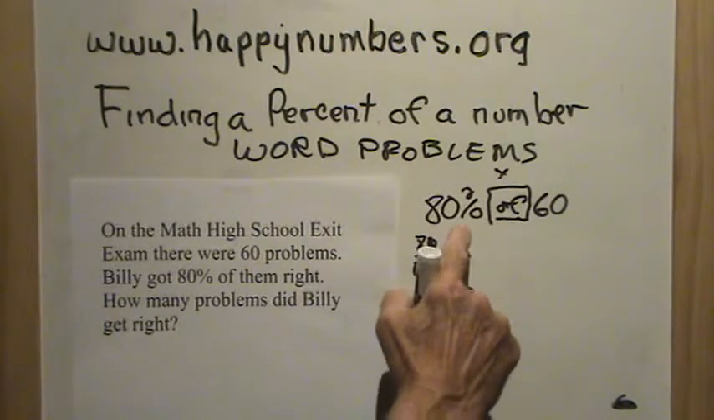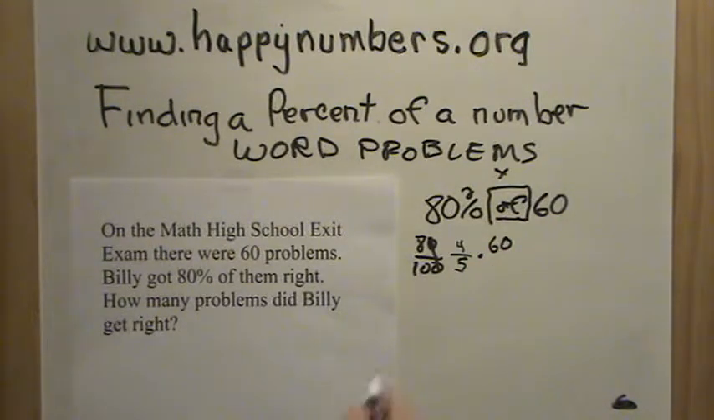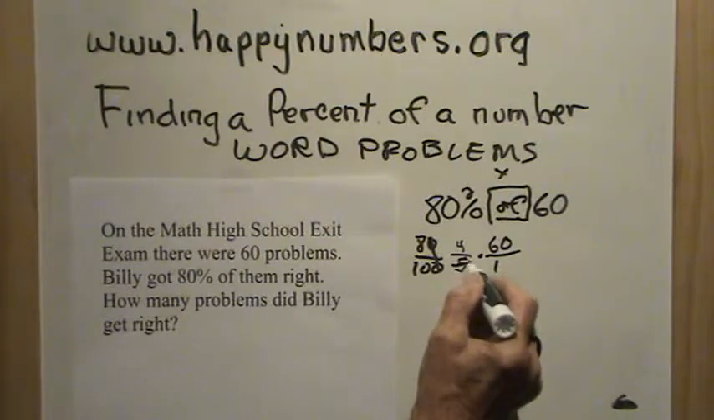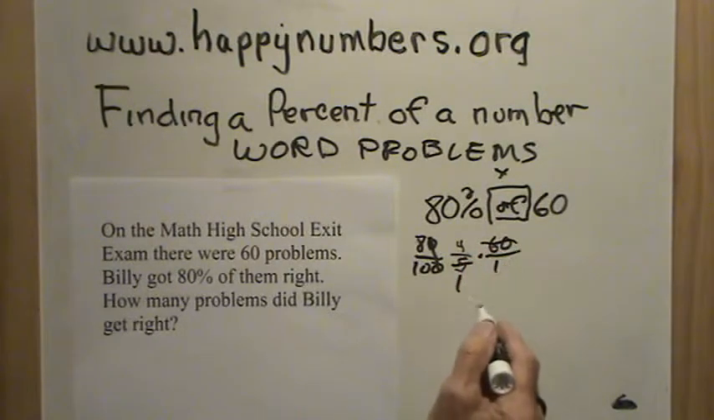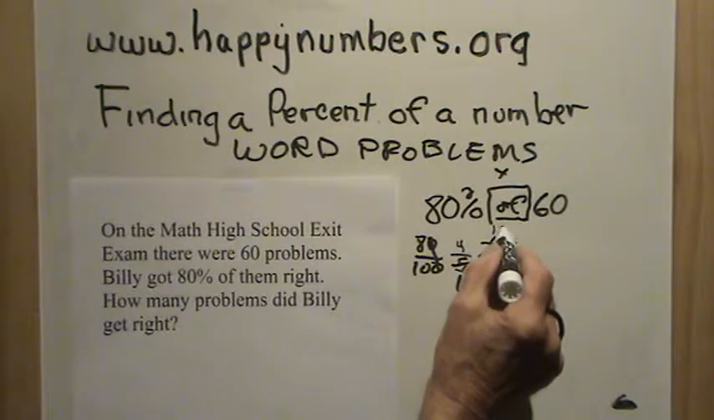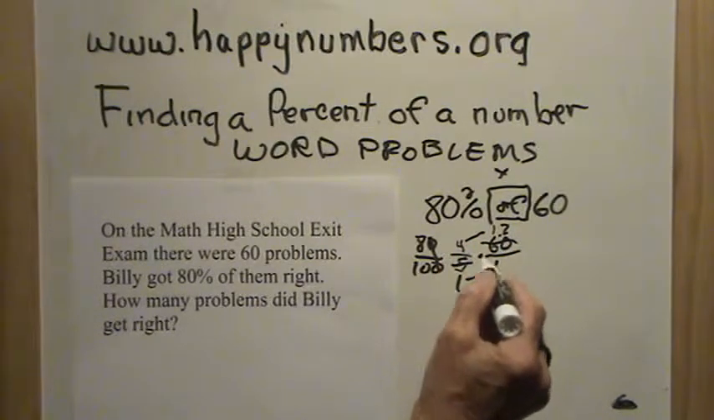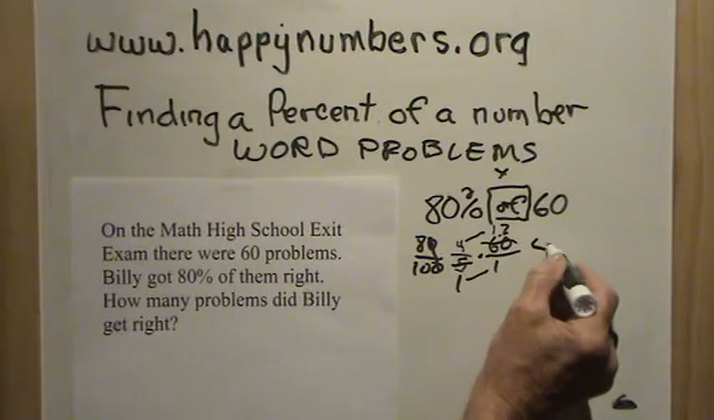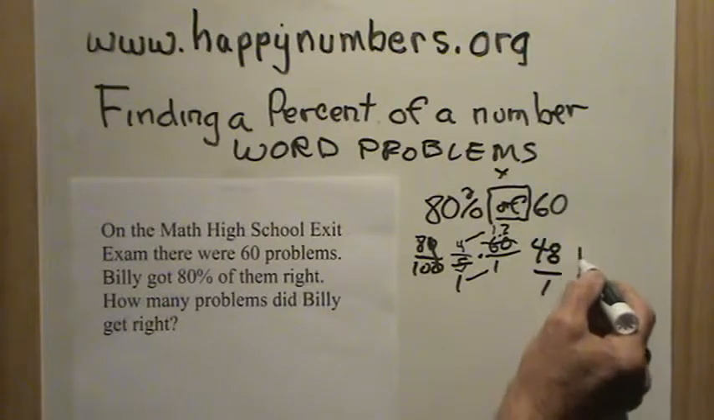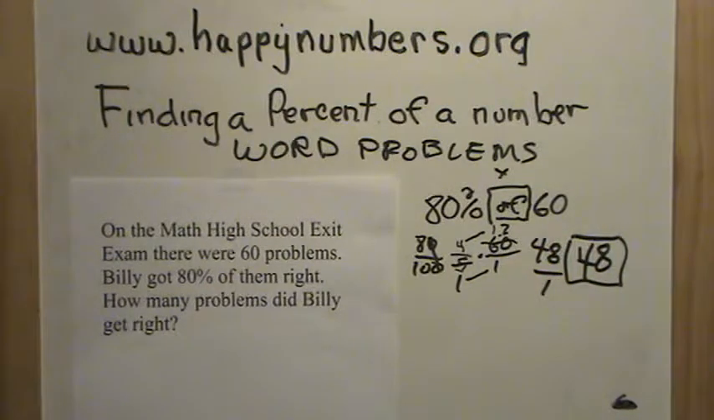And then we're going to be 4/5 of, so we're going to multiply by 60. And then we would cancel out. 5 goes into 5 one time. 5 goes into 60. Well, 5 will go into 6 1, with 1 left over, and 5 will go into 10 2 times. So 5 will go into 60 12 times. Then we multiply. 4 times 12 is 48 over 1, so 48. So Billy got 48 problems correct. So that's certainly one way that we can do this problem.